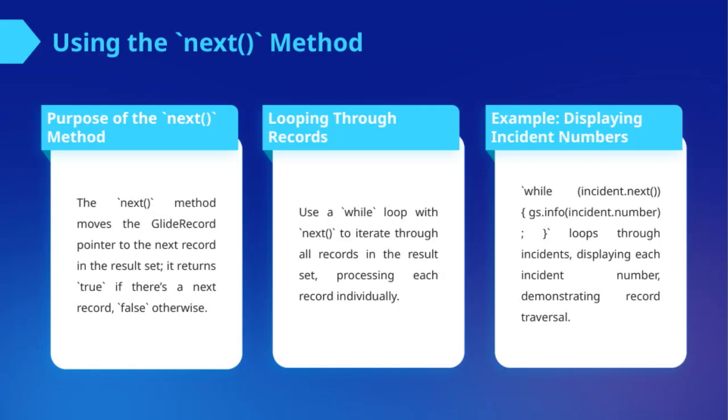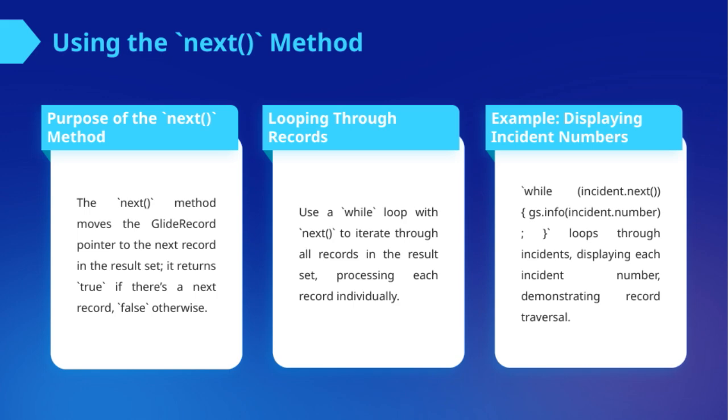Let's take a look at how the next method works in practice. In this example, we're displaying incident numbers by looping through each incident record. The code uses a while loop that continues as long as incident.next returns true. Inside the loop, we simply output the incident number with gs.info(incident.number). This approach is a common way to traverse through records one by one.